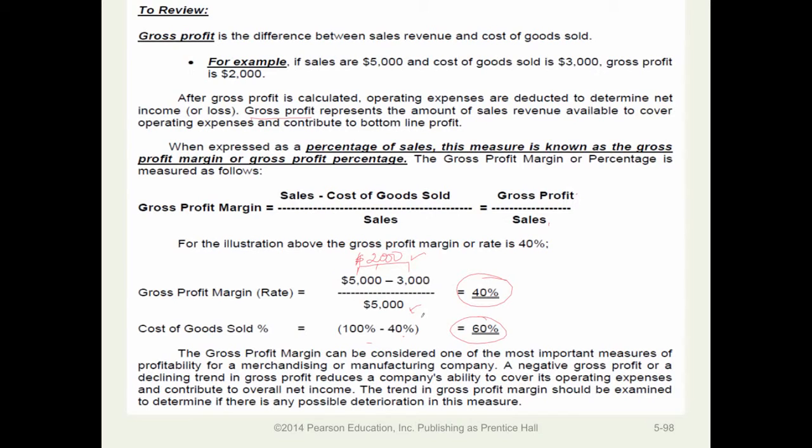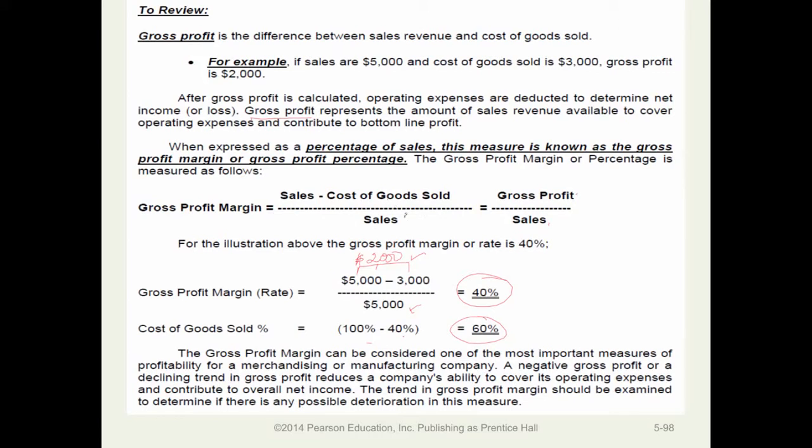For trend purposes, we would need to be sure that the gross profit margin is not deteriorating in any way, because this could be very detrimental to the company, because it then would have a very difficult time in covering its operating expenses, or even if it did cover, it would obviously result in a lower net income.